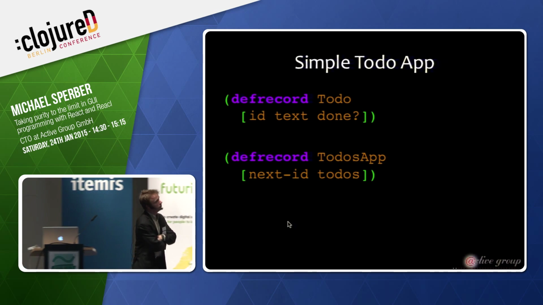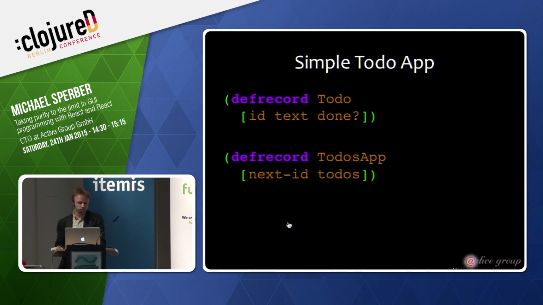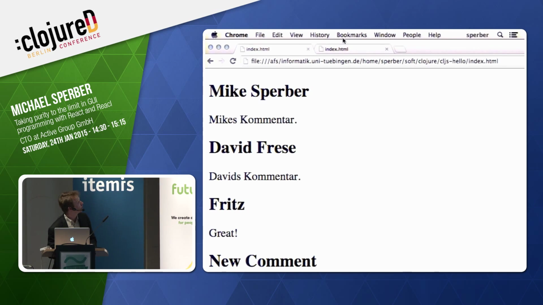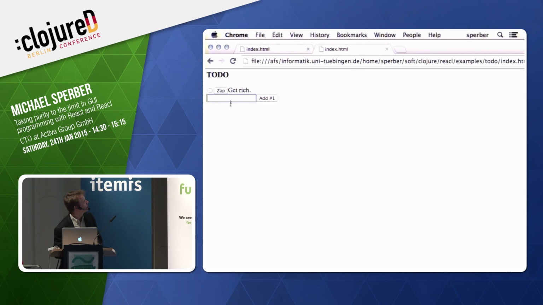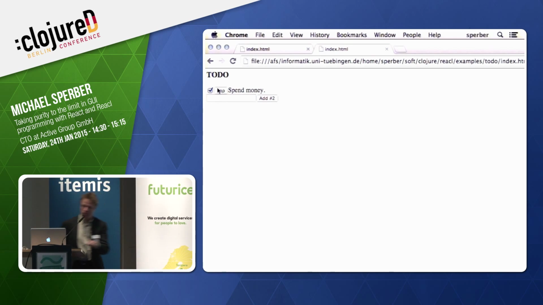So here's a simple to-do application. Anyway, there's already a to-do item here, right? Spend money, something like this. So it's really simple. You can check off items that you've already done, and you can delete items that you're no longer interested in. So it's really simple.